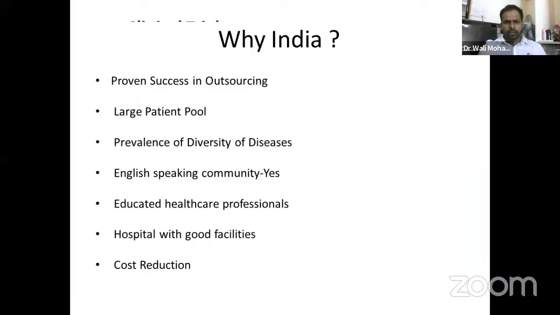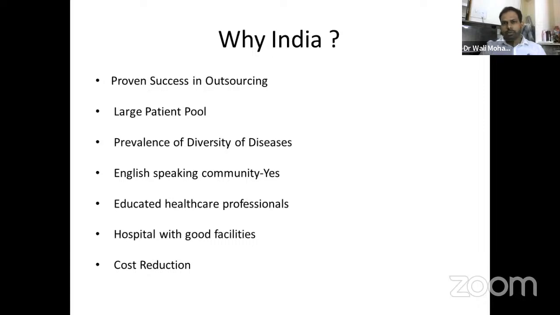Not wasting much time, generally there are a lot of sponsors looking to conduct trials in India itself. That's the point. There are a lot of institutes which are coming up with clinical research courses now. And why is India chosen as a country to do clinical research? Because we have almost proven success in outsourcing.